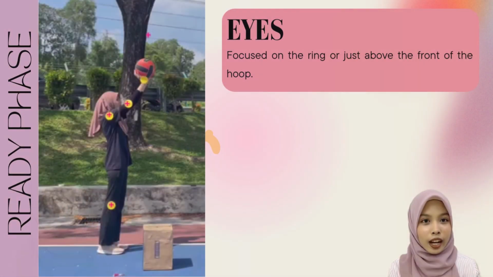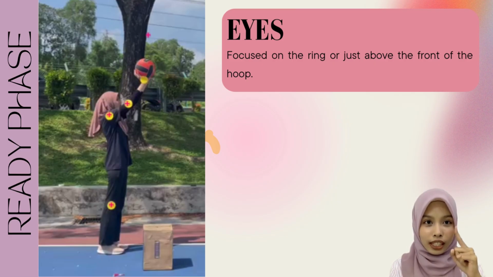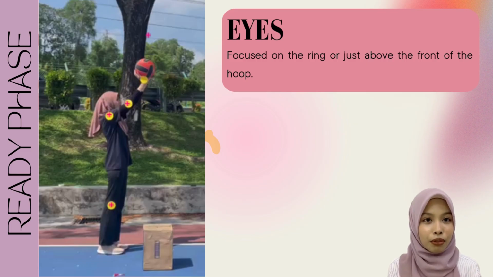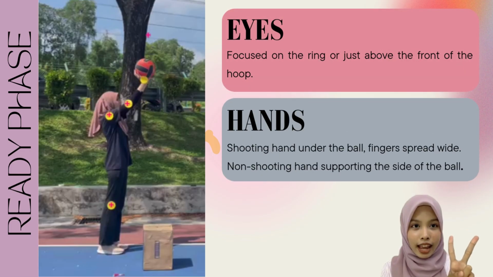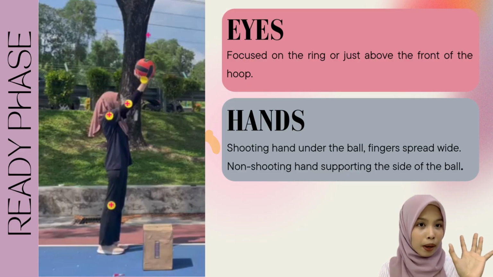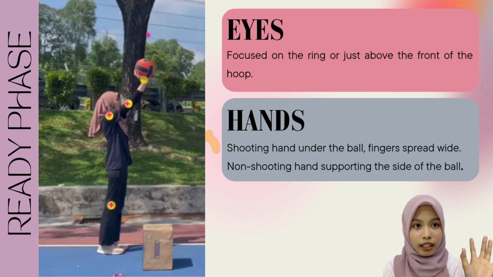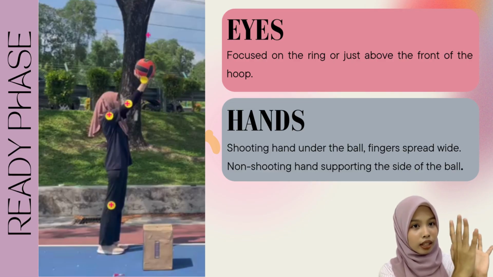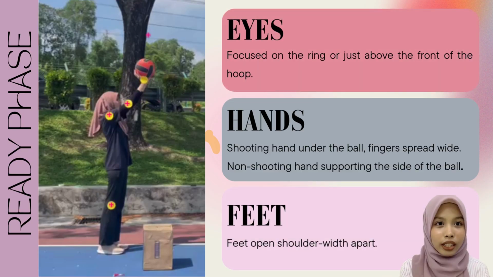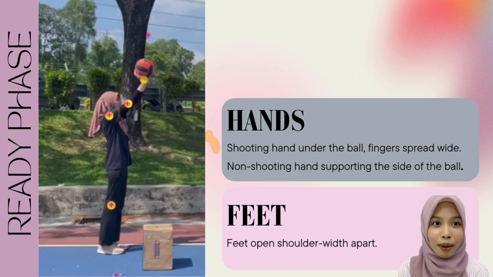In this phase, there are three important things before the athletes do the shooting. First is the eyes. Eyes need to focus on the ring or just above the front of the hoop. Second is the hands. The shooting hand grips under the ball and the fingers are spread wide, while the other, non-shooting hand is just supporting the side of the ball. Lastly is the feet. Feet should be open, shoulder width apart. That's all from my part.